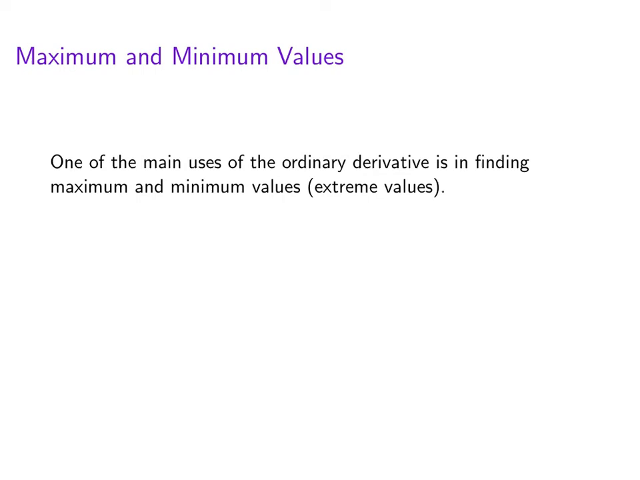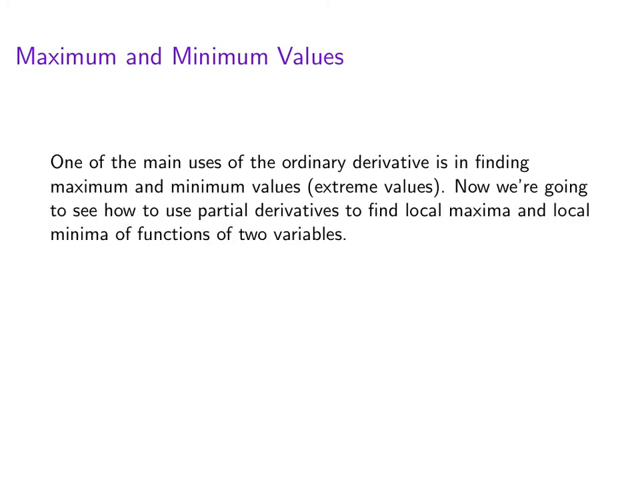Hello, calculus fans! One of the main uses of the ordinary derivative in Calculus 1 is for finding maximum and minimum values. Sometimes we say extreme values. Now, with functions of more than one variable, we're going to use partial derivatives to find local maxima and local minima of functions of two variables.